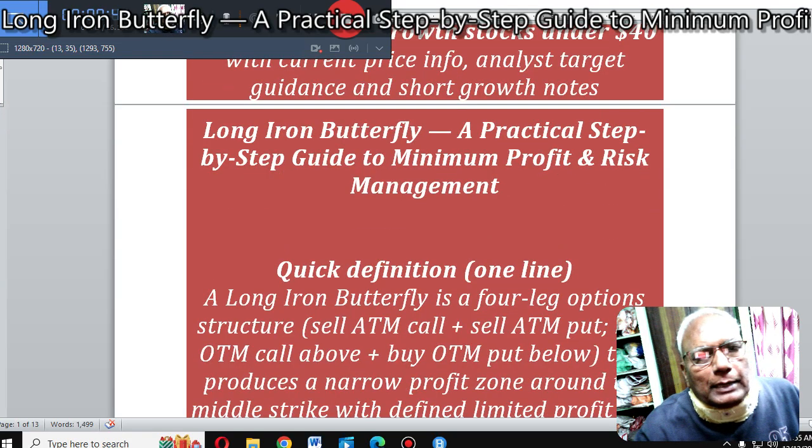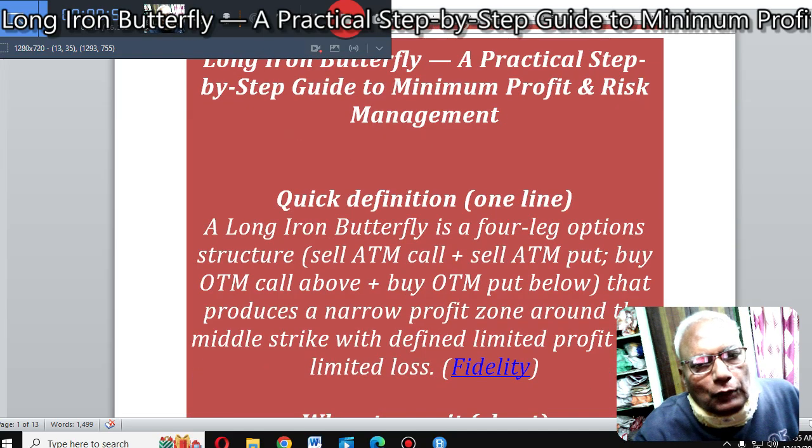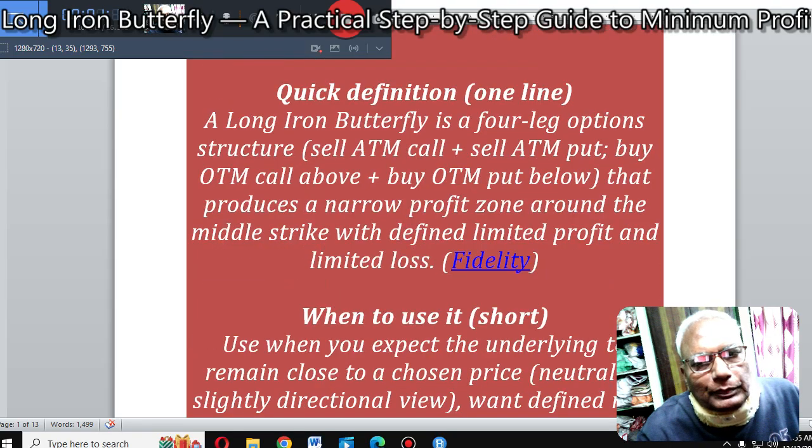Long iron butterfly: a practical step-by-step guide to minimum profit and risk management. Quick definition: a long iron butterfly is a 4-leg option structure. Sell ATM call plus sell ATM put, buy OTM call above plus buy OTM put below. That produces a narrow profit zone around the middle strike with defined limited profit and limited loss.